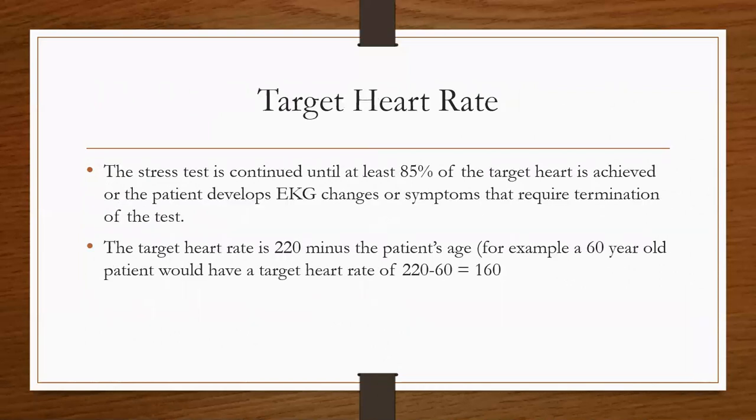The stress test is continued until at least 85% of the target heart rate is achieved, or the patient develops EKG changes or symptoms that require termination of the test. The target heart rate is 220 minus the patient's age. For example, if your patient is 60 years old, their target heart rate would be 220 minus 60, so you'd be looking for a target heart rate of 160.